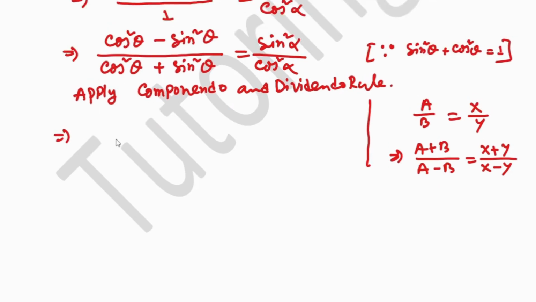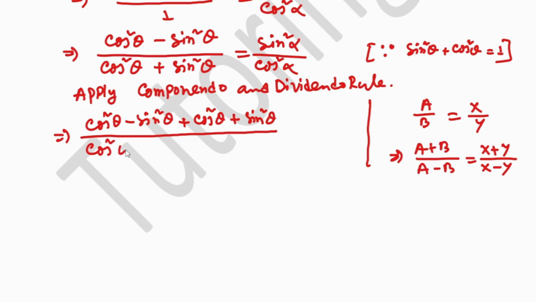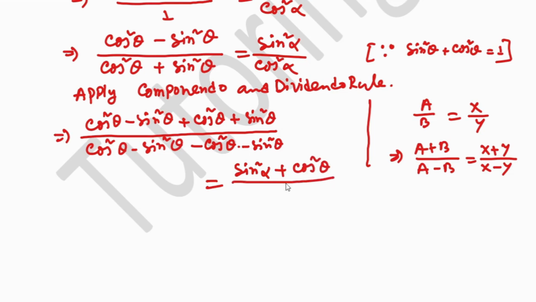Here in the left side it becomes cos square theta minus sin square theta plus cos square theta plus sin square theta, whole divided by cos square theta minus sin square theta, here the sign is interchanged, minus cos square theta plus sin square theta. In the right hand side it becomes sin square alpha plus cos square alpha divided by sin square alpha minus cos square alpha.